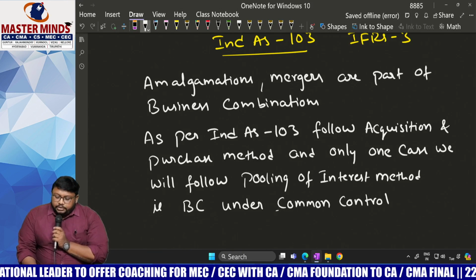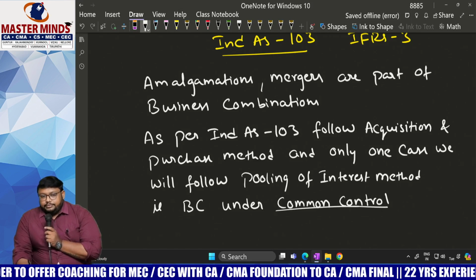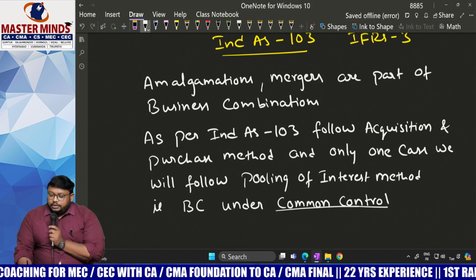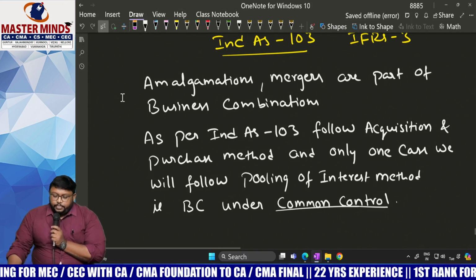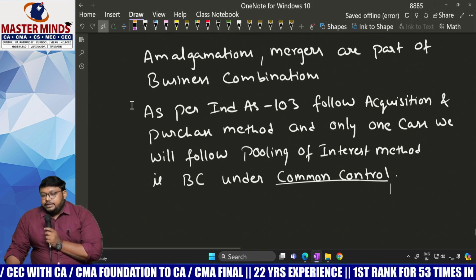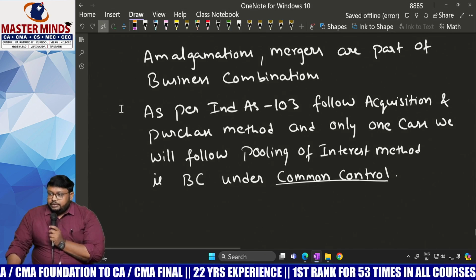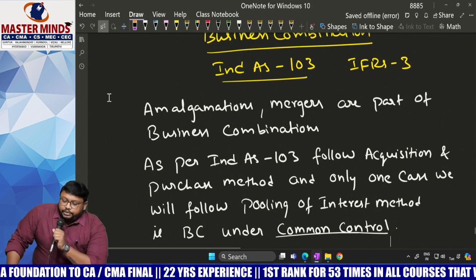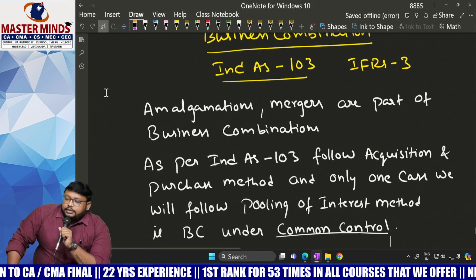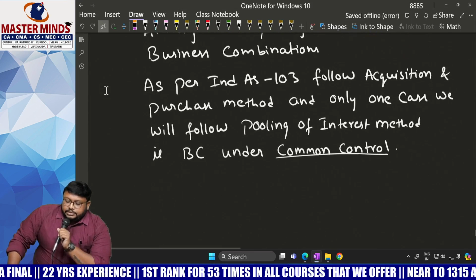And this common control aspect we are having only in Ind AS 103, which is not there in IFRS. It is carved out in Ind AS 103. So for that, they have given one appendix. Appendix C of Ind AS 103 deals with business combination under common control. So before going to that, where do we have to follow Ind AS 103? Okay. So it is based on investments. So don't write anything, just listen first.